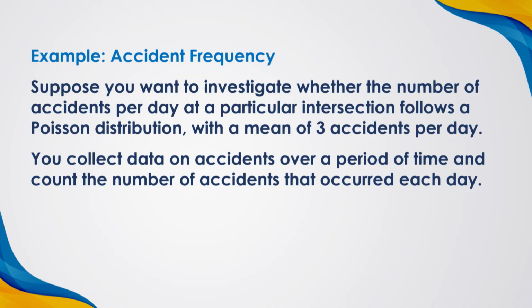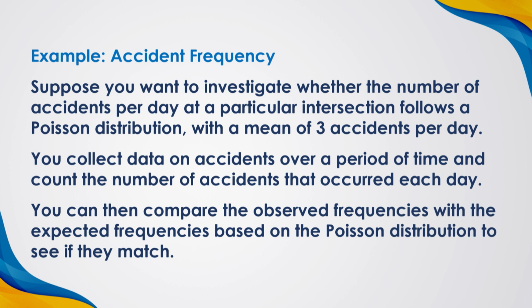You can collect the data on accidents over a period of time and count the number of accidents that occurred each day. You can compare the observed frequencies with your expected frequencies based on the Poisson distribution to see if they match or not. That is, by using the probability mass function of the Poisson distribution, you can substitute your collected data in it, multiply by your total frequency, and obtain your expected frequency.